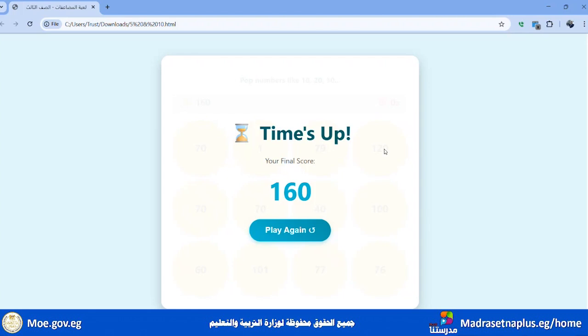You should know any multiple of 10 is a multiple of 5. But not every multiple of 5 is a multiple of 10. For example, 15, 25, 35. 35 is a multiple of 5 only, but not a multiple of 10. While 30 is a multiple of both 5 and 10.